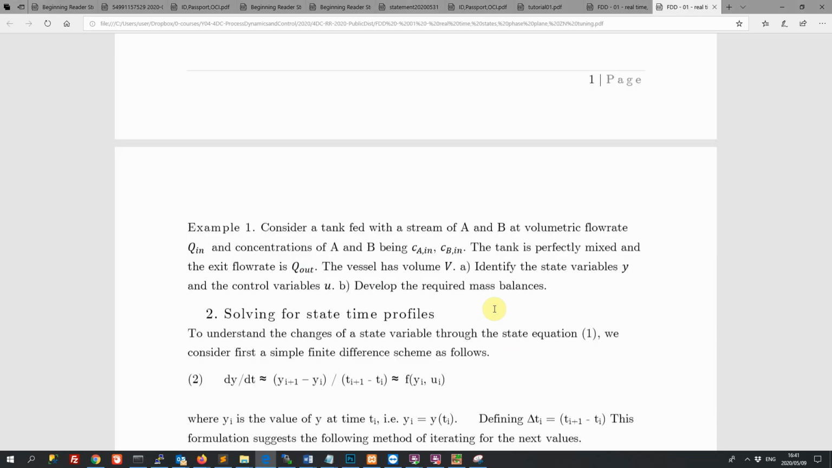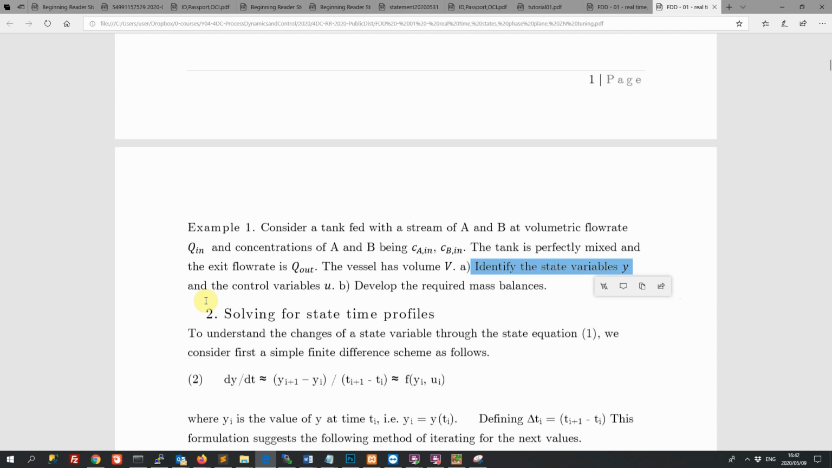Okay, so that's how you work on this example 1, part A. In fact it doesn't ask us to solve those equations, it just says identify the state variables. So the state variables we found are concentrations A and B, and we have to also keep track of the state variable V, the volume. So we have 3 state variables, CA, CB, and V.